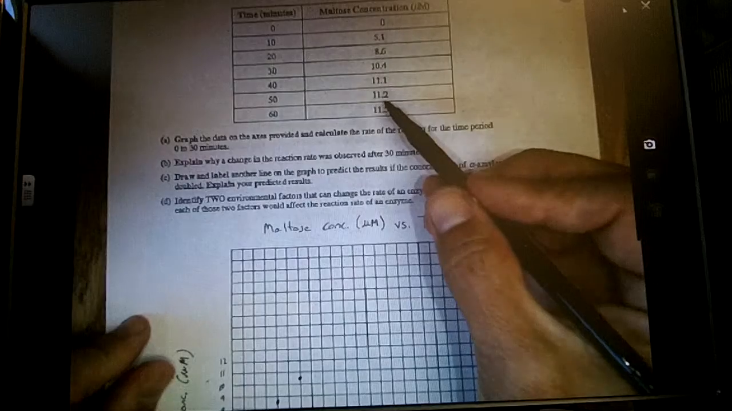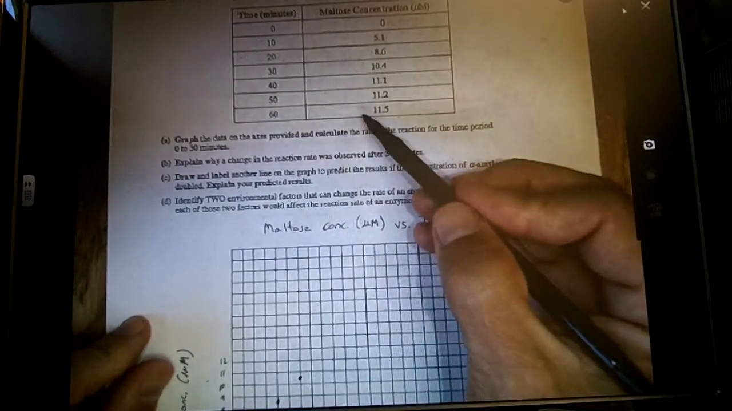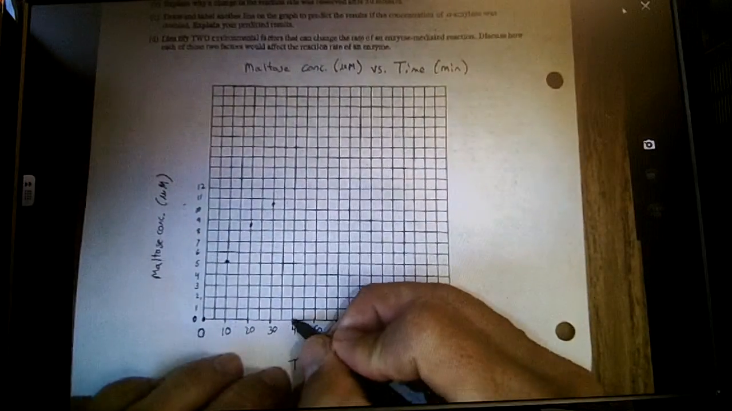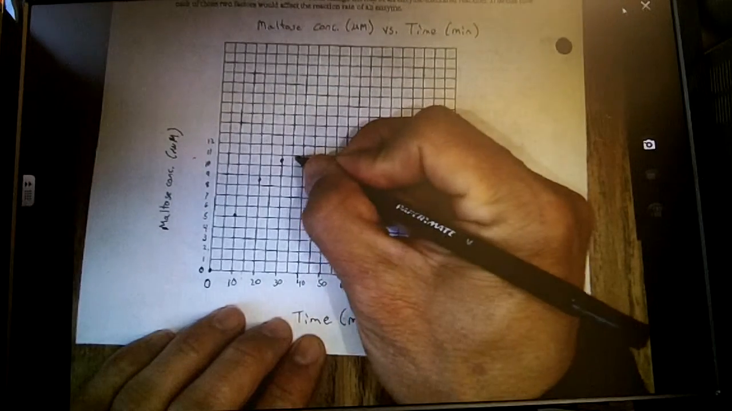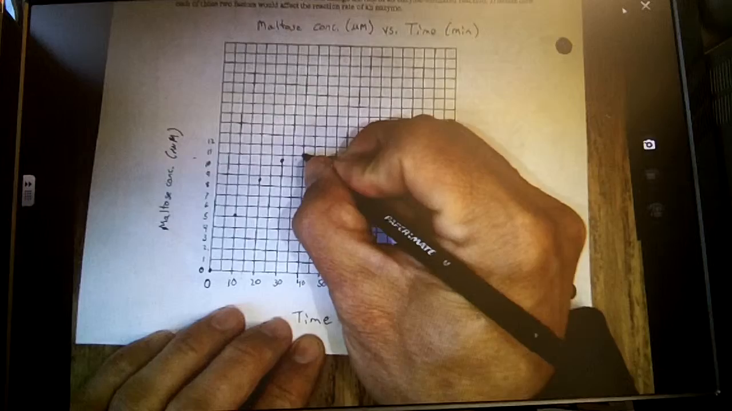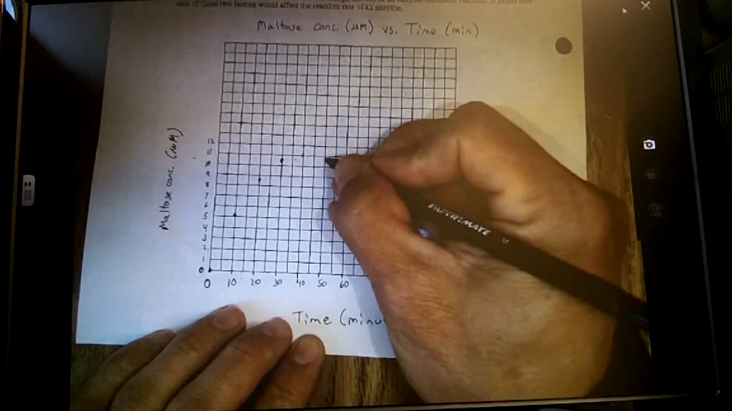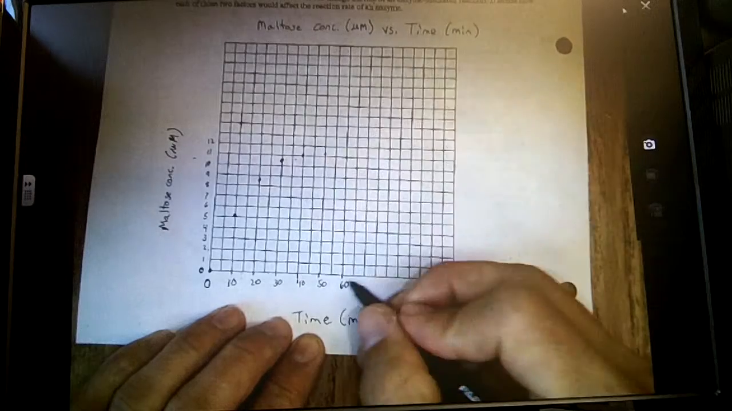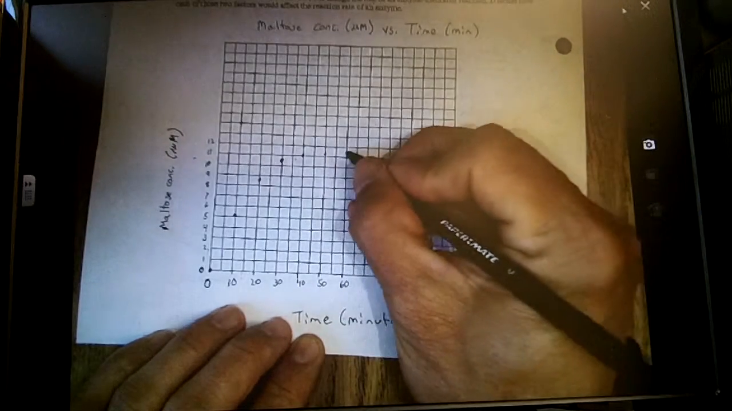40, 11.1, 50, 11.2, 60, 11.5. So 40, 11.1, 50, 11.2, and 60, 11.5.